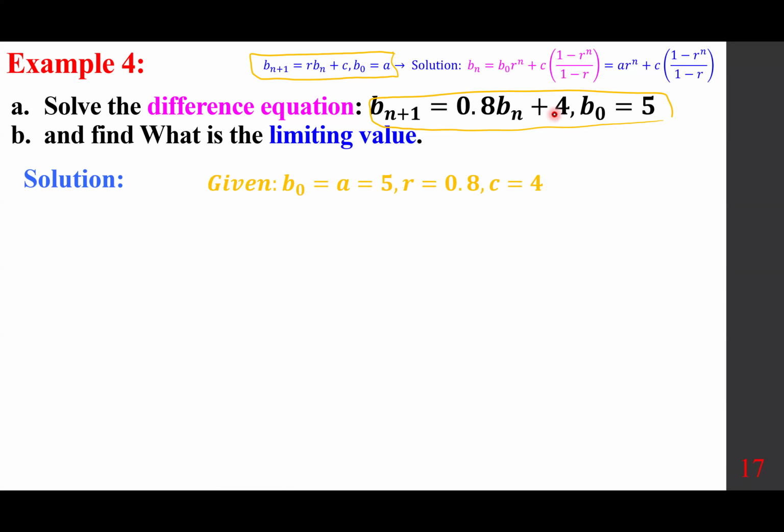So first, write the given. Why do we do that? Because if you go to this formula, now that is the solution, you are going to replace with what's given here. b sub 0 or A is replaced with 5, r is replaced with 0.8, and C is replaced with 4.